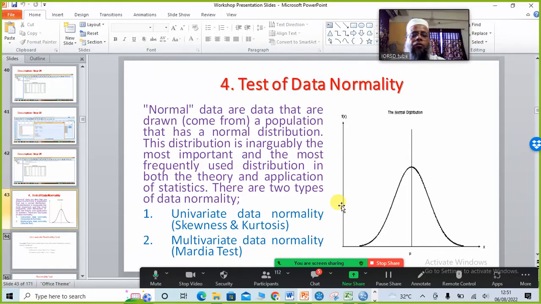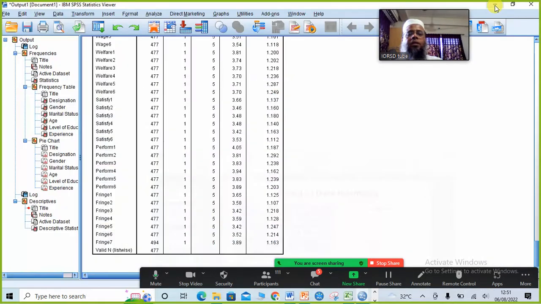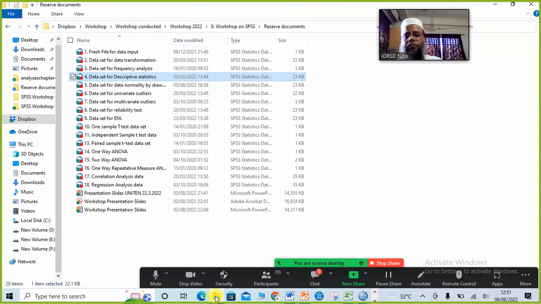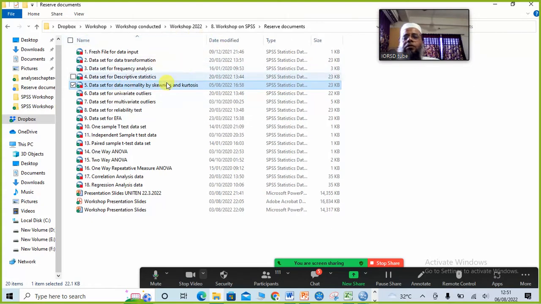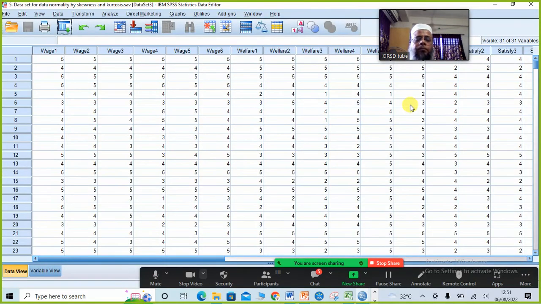Today we will learn how to do the skewness and kurtosis test to check whether our data is normally distributed or not. Okay, please open the data set 5, data set for data normality by skewness and kurtosis. The 5th number, please open this one. Okay, everybody opened it? Yes, sir. Okay, mashallah. Now what will we do?